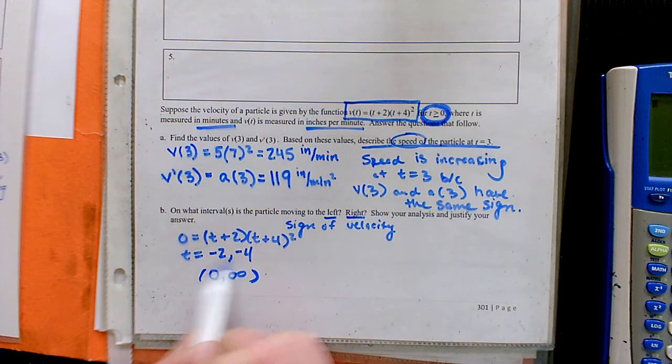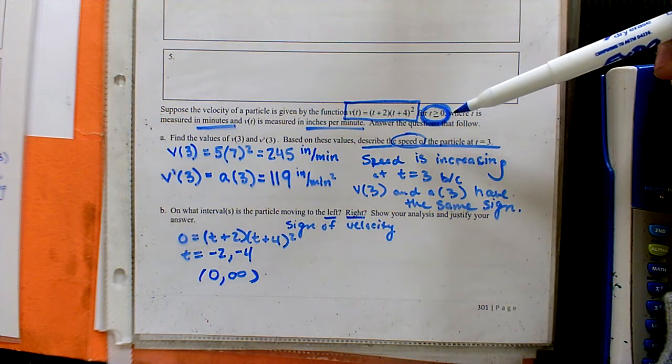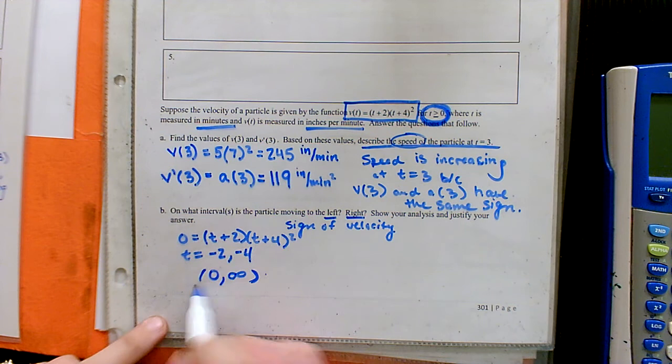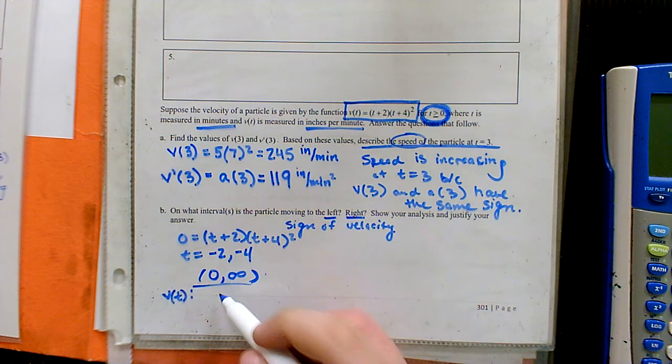Even though we found spots where the particle might change direction, notice how it happened in the past, because we're only focusing on this moment in time and in the future. So we don't really have to include those in this case. We really have to pick any number between 0 and infinity and plug it into our velocity. If you plugged any positive number into velocity, would it be positive or negative? Positive.